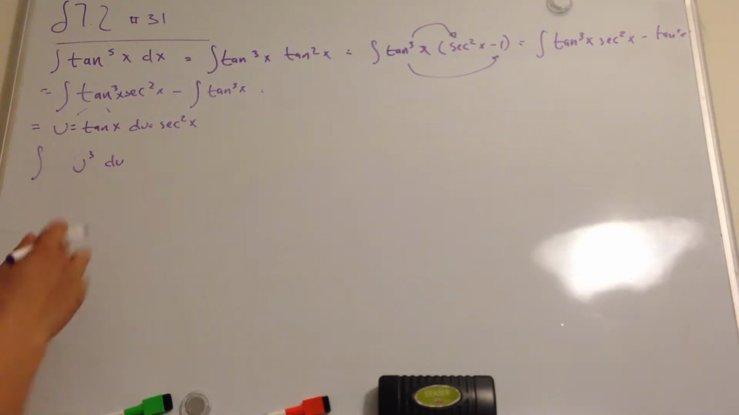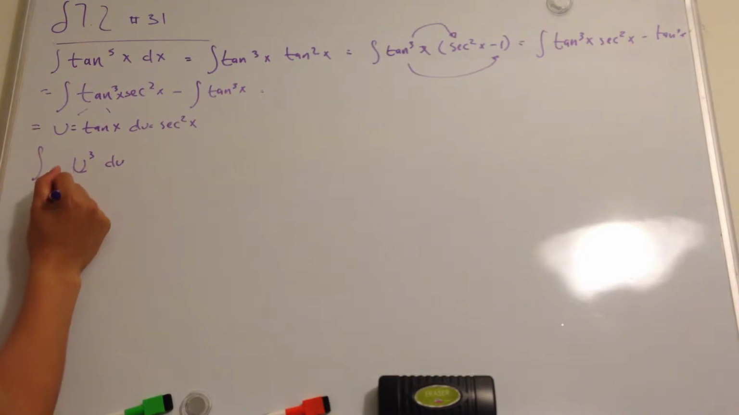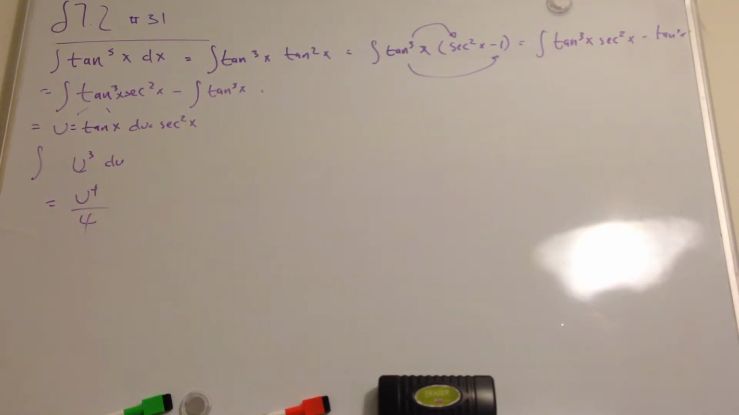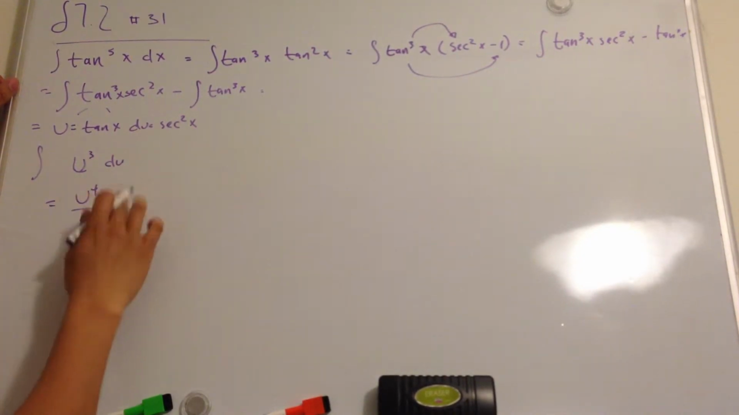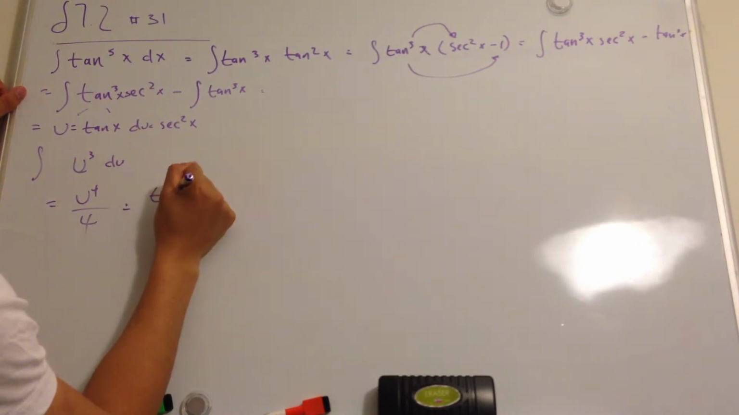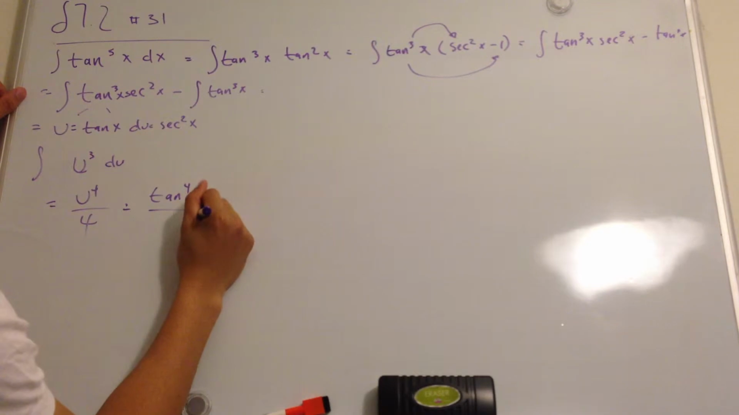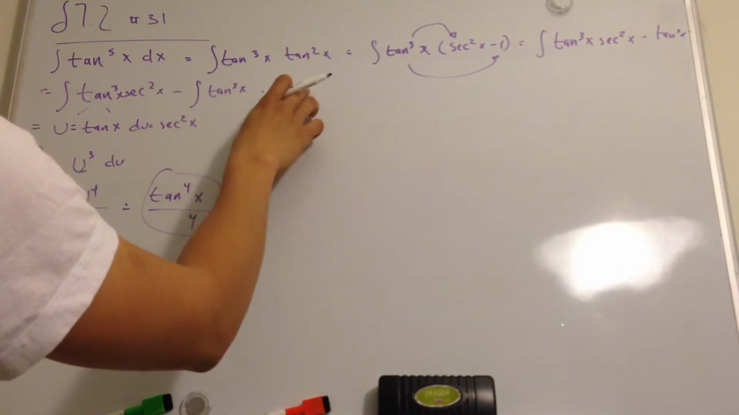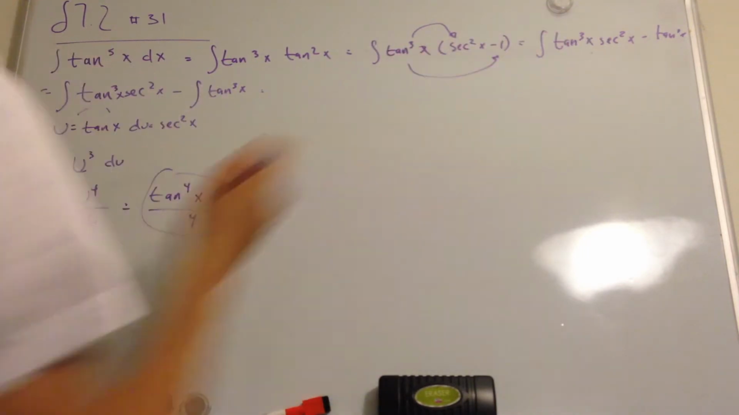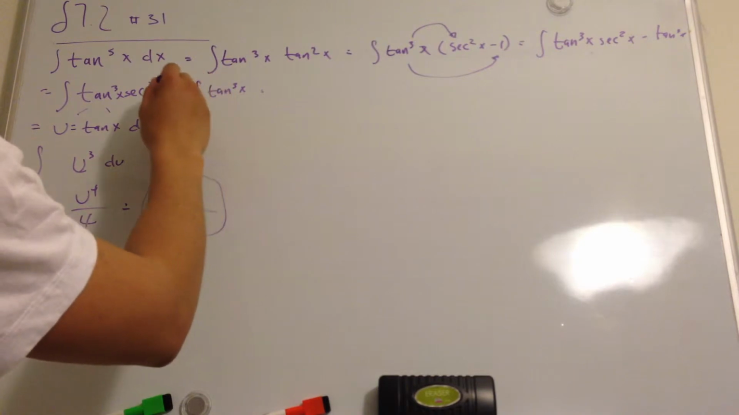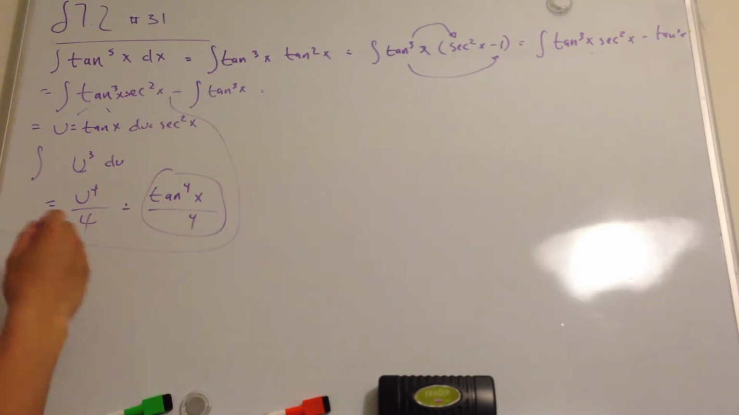And the integral of this is u to the 4 over 4. And if you want to plug that back in terms of x, u is tangent x, so that is also tangent to the 4x over 4. And that is what we have for this first part, tangent cubed x secant squared x. So that works that way.